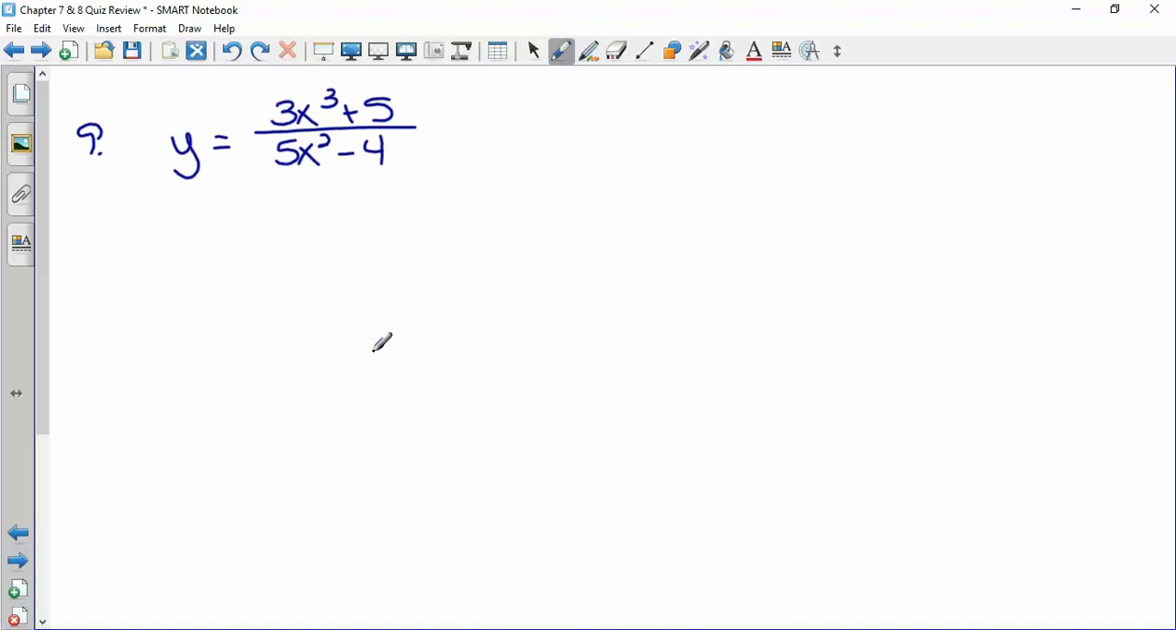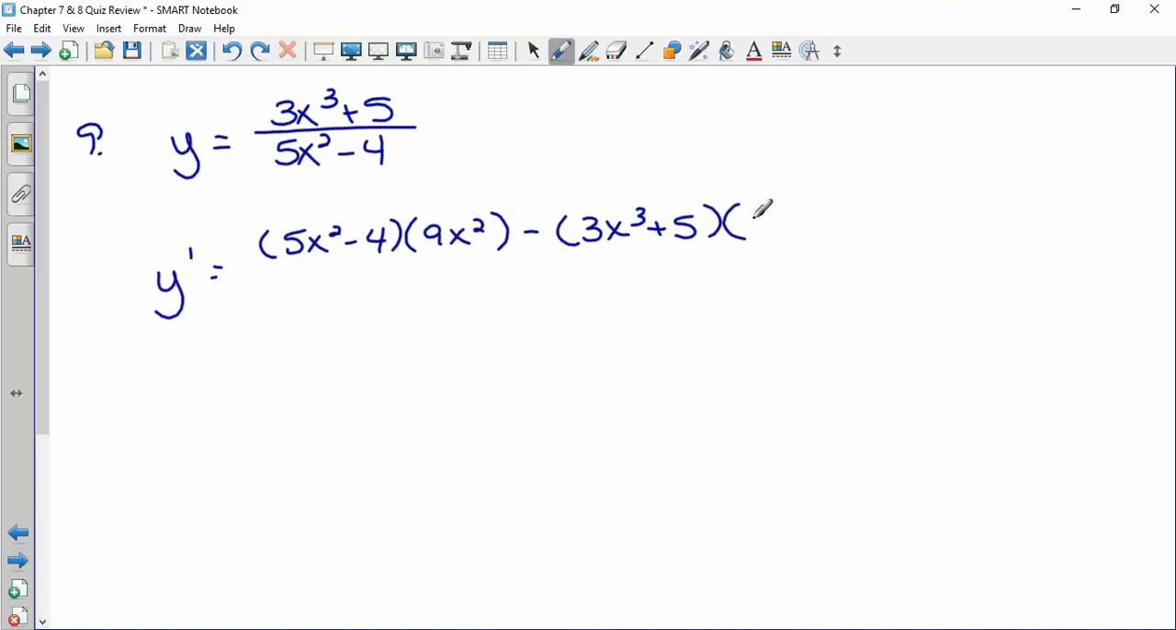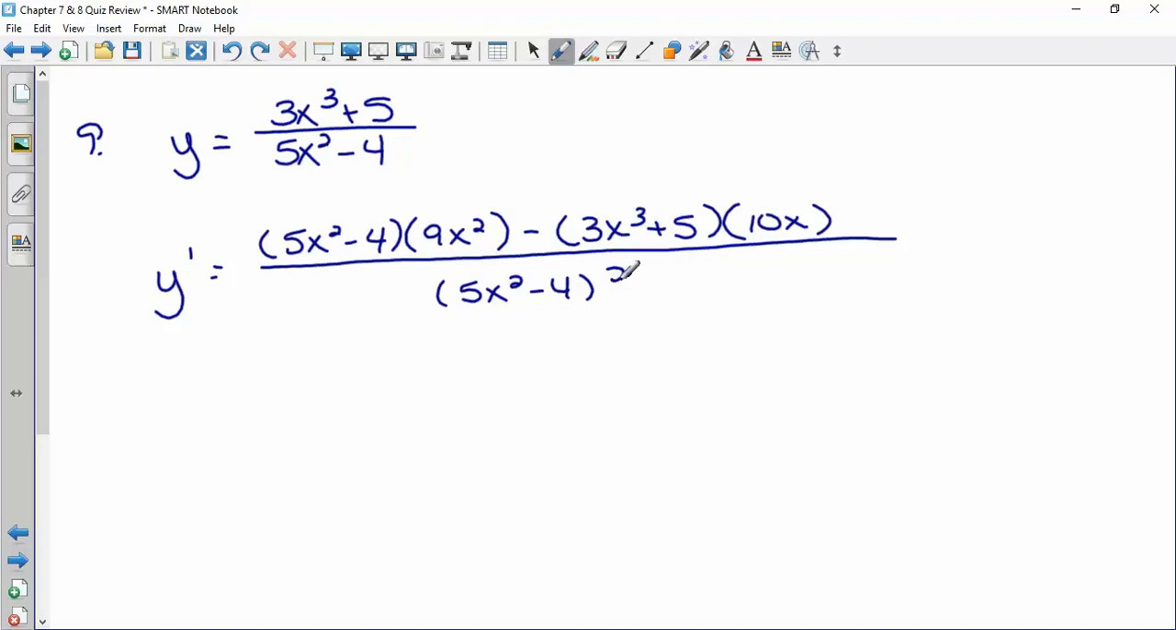Okay, so on this one, we cannot simplify it first, so we have to go ahead and do our quotient rule. So that's low, D high, derivative of the top would be minus high, D low, derivative of the bottom, over low squared.